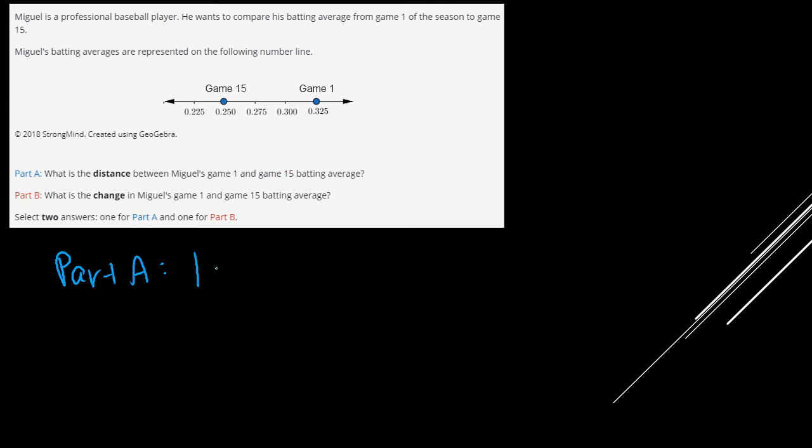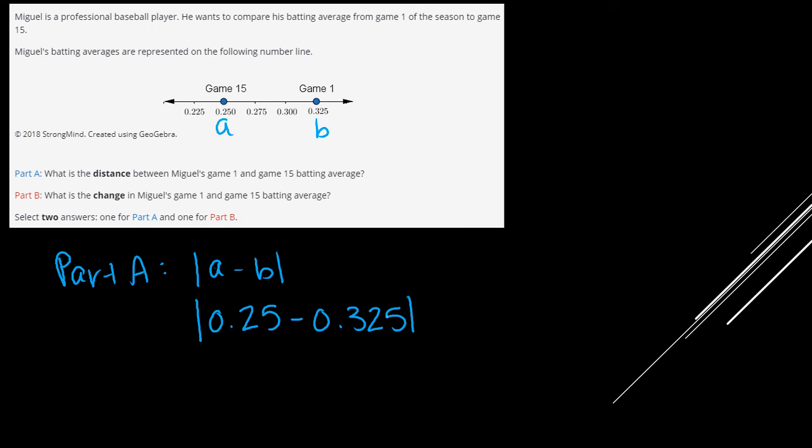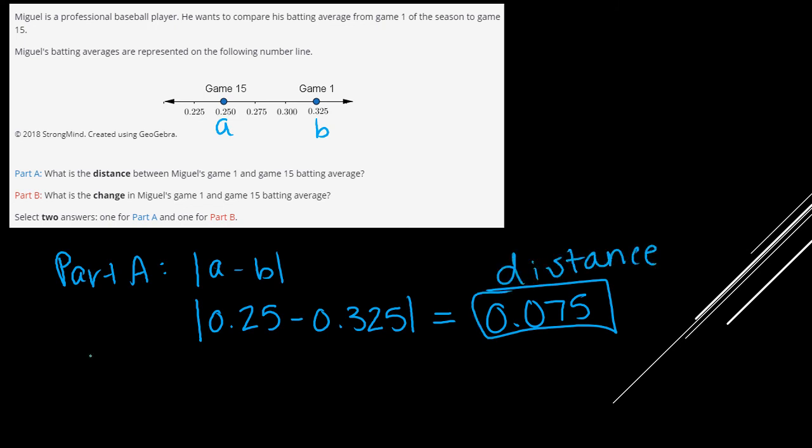So remember, for distance, we're going to do A minus B in those absolute value signs. So let's have this be A and this be B. I have 0.325 minus 0.25. Now again, I'm going to use that Desmos calculator. Hit the absolute value of 0.25 minus 0.325. And it tells me it is 0.075. So this right here, this is our distance for part A.